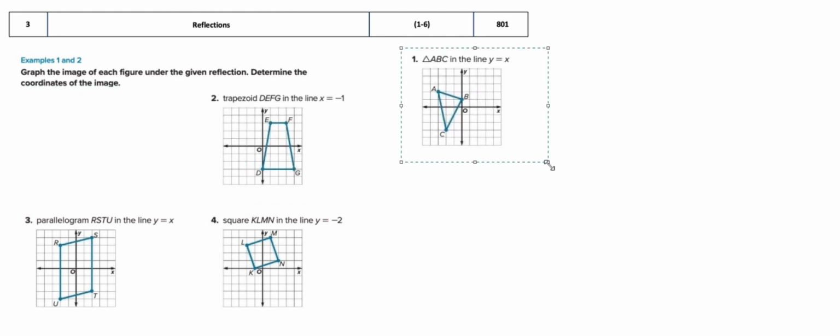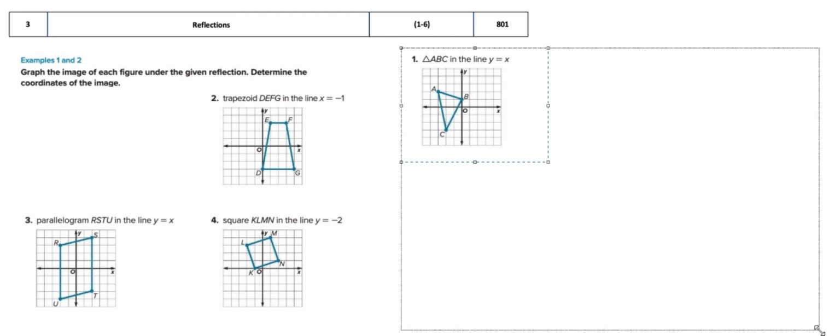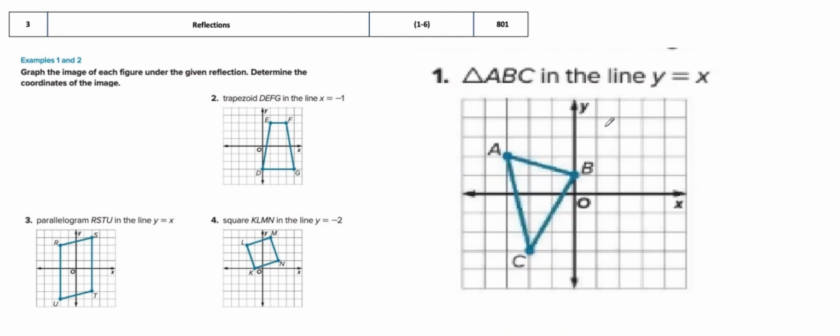So question number 1, they're asking to determine the coordinates of the reflection of this image. Whenever the line y is equal to x is given, you need to see the coordinates of A. What are the coordinates of A? This is minus 3 and 2. What are the coordinates of B? 0, 1. And what are the coordinates of C? Minus 2 and minus 3.